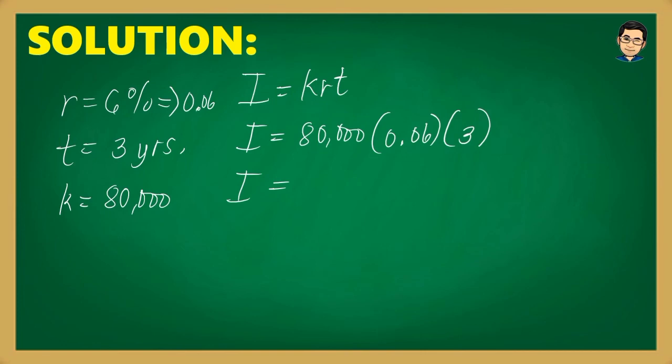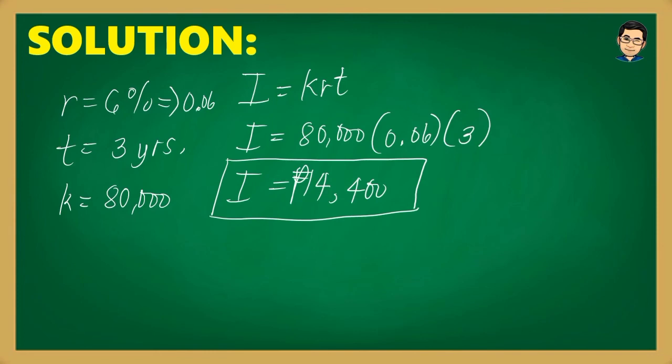So, kapag minultiply po natin yan, ang lilitaw po na sagot is 14,400. Okay. So, since pera po ang ating pinag-uusapan, kailangan po may peso sign. Ibig sabihin po, 14,400 po ang magiging interest kapag nag-loan ng 6% at 3 years.